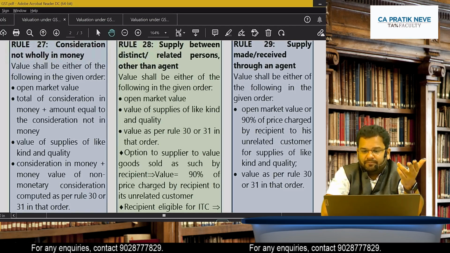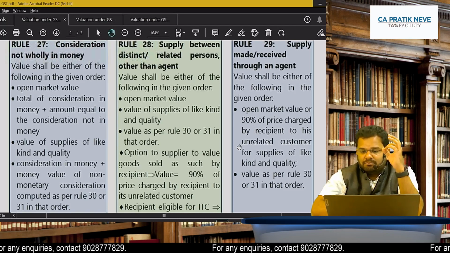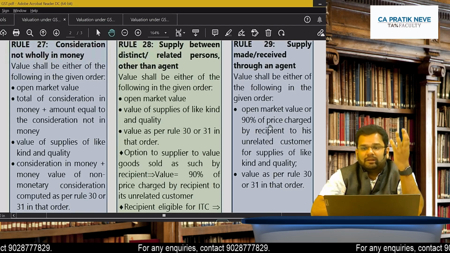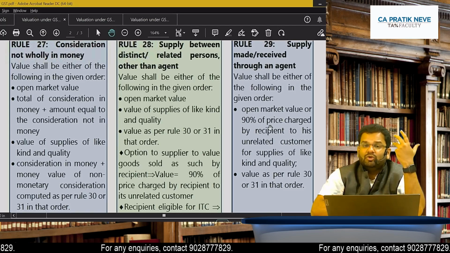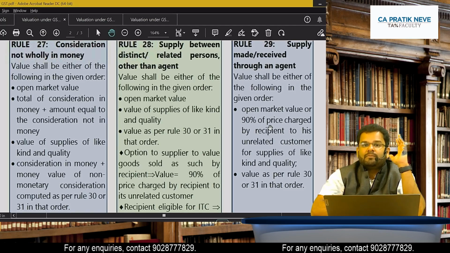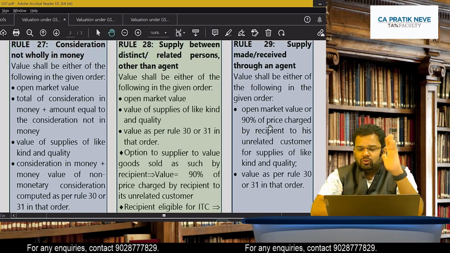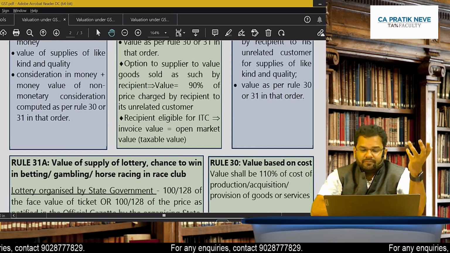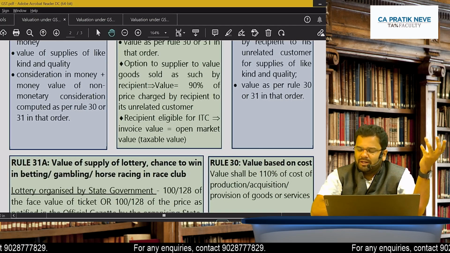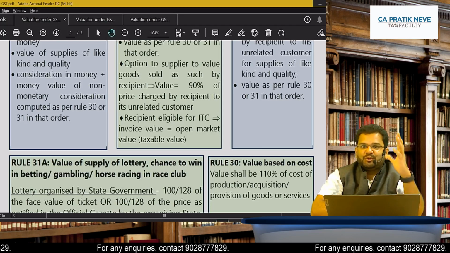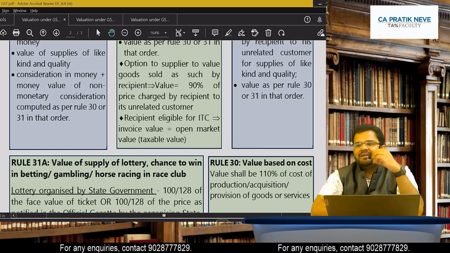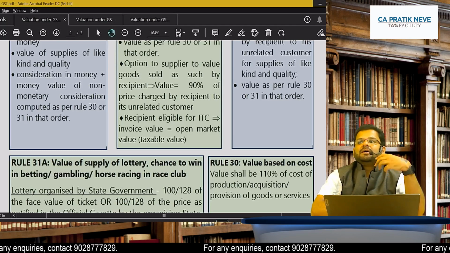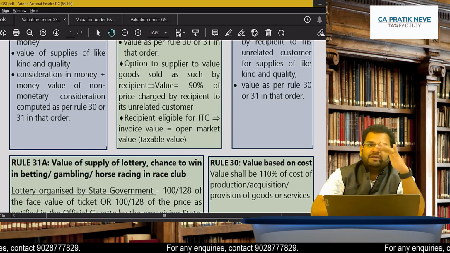How to value it? Its value will be open market value. Simple. Open market value. Or there is one option: directly what you can do is take 90%. You can do whatever you want out of the two. And if that is not possible, then go to Rule 30 or 31 in that order. That's it. This completes your Rule number 29. So is 27, 28, 29, 30, 31, 34, 35 clear?